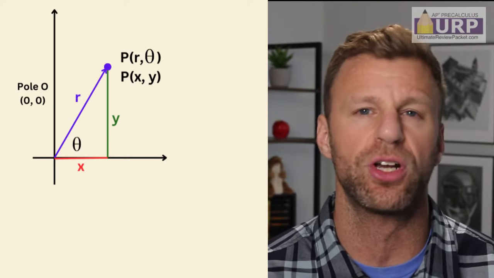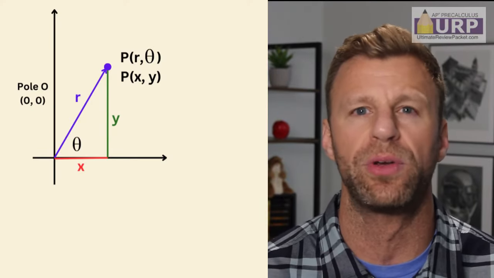Now, we could also take points that are rectangular, like 1, 2, 2, 3, on our XY Cartesian plane, and we can convert them to polar coordinates. Now, how do we do that? Well, we just have to understand the relationship between X, Y, R, and theta. And if you have a good foundation of trigonometry, you should already understand that relationship.